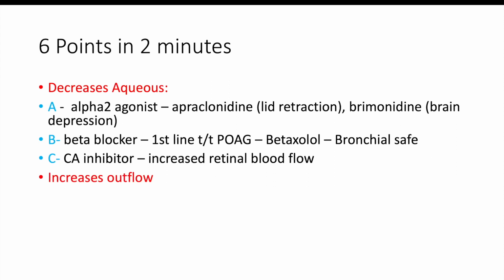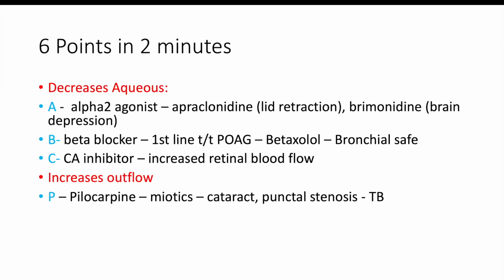One more group of drugs is to increase the outflow of the aqueous humor. So one is the miotics, that is pilocarpine and physostigmine. Pilocarpine being a miotic can be used to reduce the intraocular pressure. But the drawback is it can cause cataract as well as punctal stenosis. The main mechanism here is to increase the outflow through the trabecular meshwork.